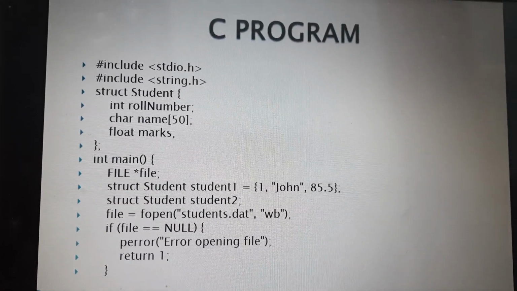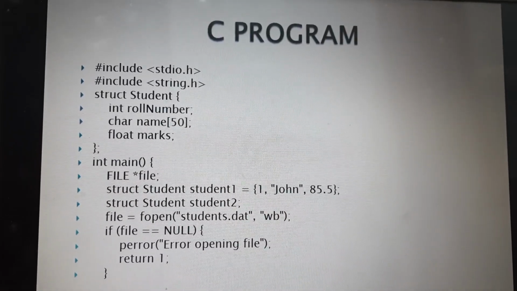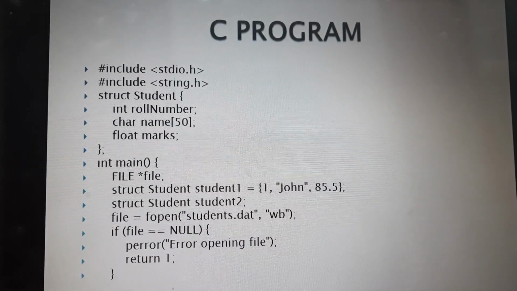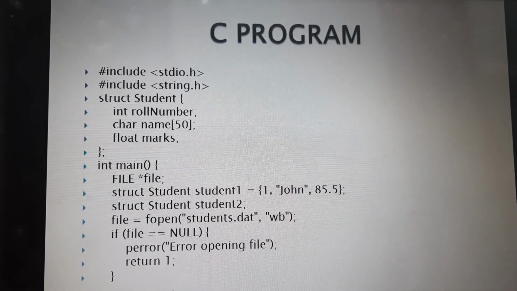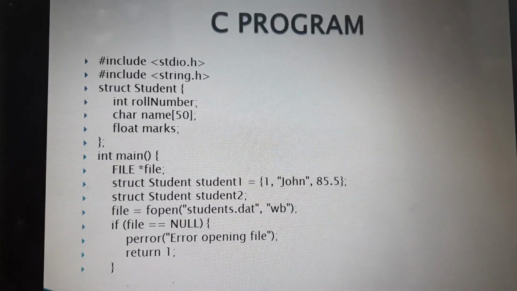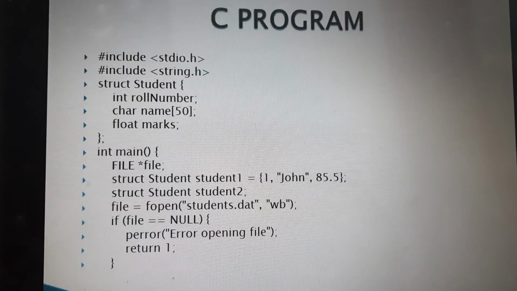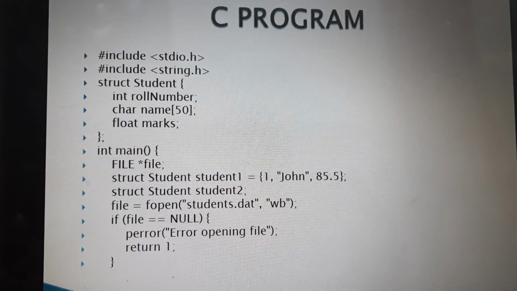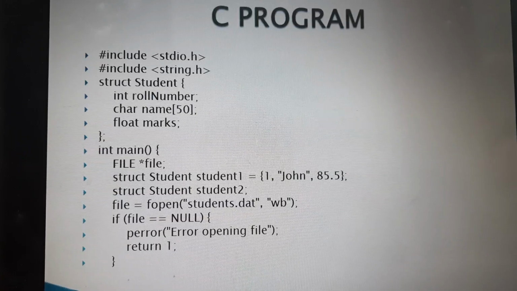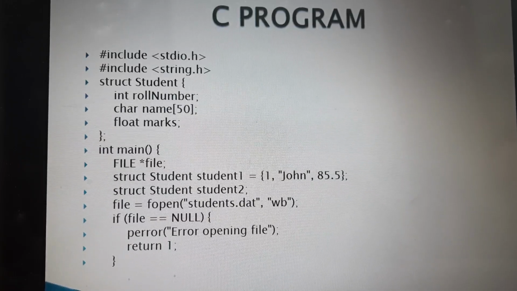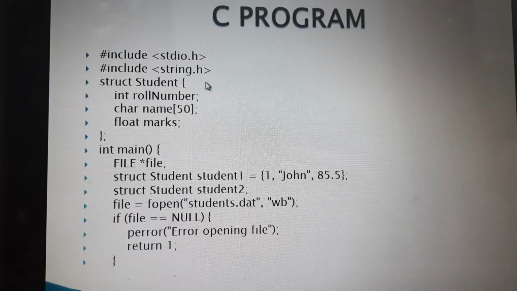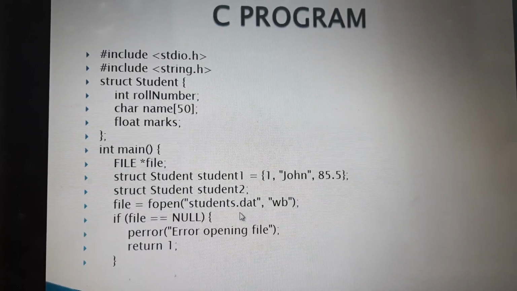So file is equal to fopen students.dat. Here I am opening the file called students. In the last program you might have noticed that I specified .txt because that is a text file. This is a binary file, so I have specified .dat.